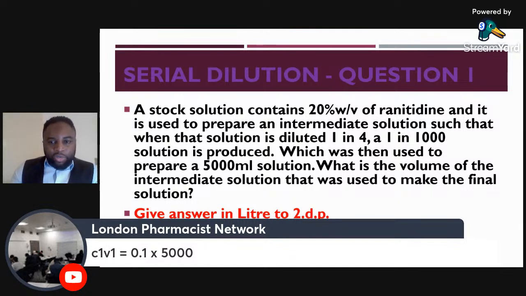So what I need you to do now is find out C1. What is the intermediate concentration? What is the concentration of the intermediate? If you look on your piece of paper, I told you the formula at the beginning of dilutions. I said there's a formula for intermediate concentrations. So what is the intermediate concentration from what you've written down?